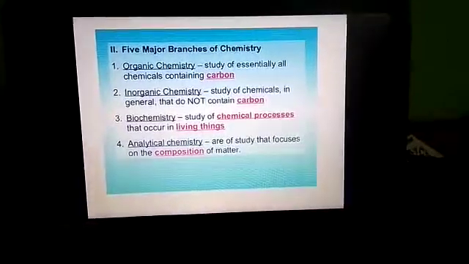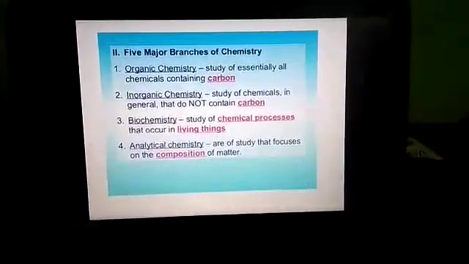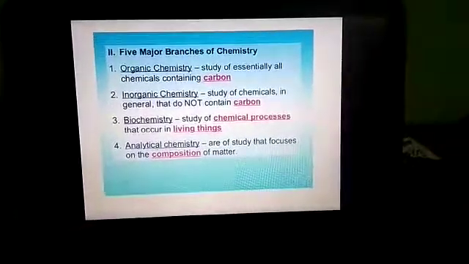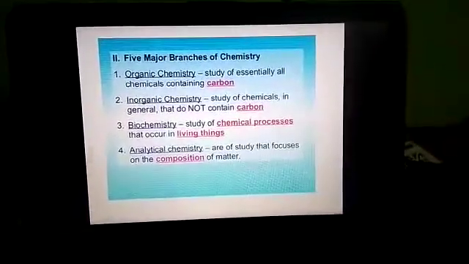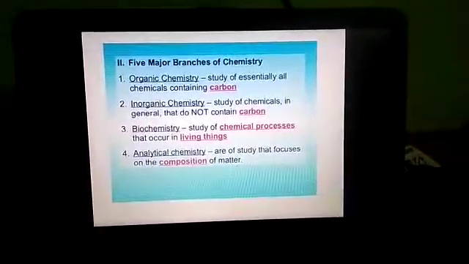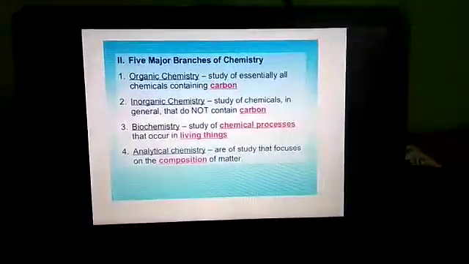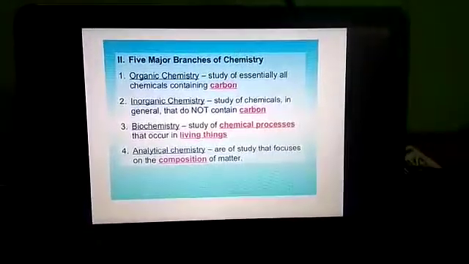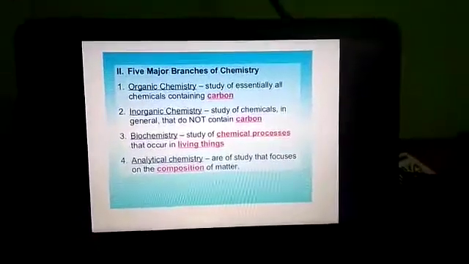And biochemistry, study of chemical processes that occur in living things. As we discussed, when we fall sick, we go to the doctor, and if any chemical imbalance is in the body, that will be shown in the biochemistry report, that will be done in the laboratory.